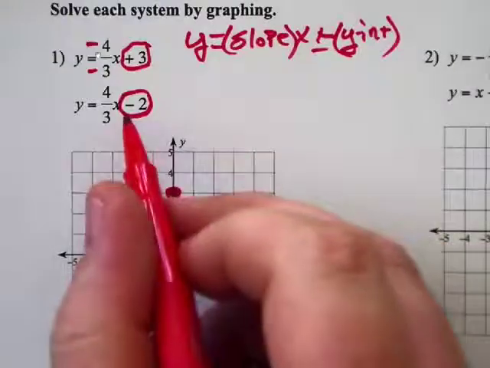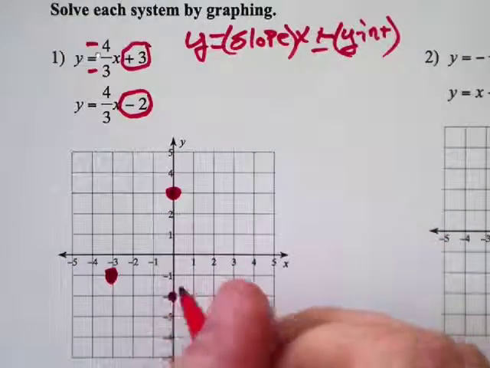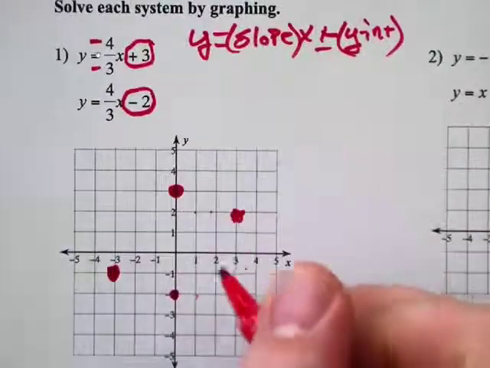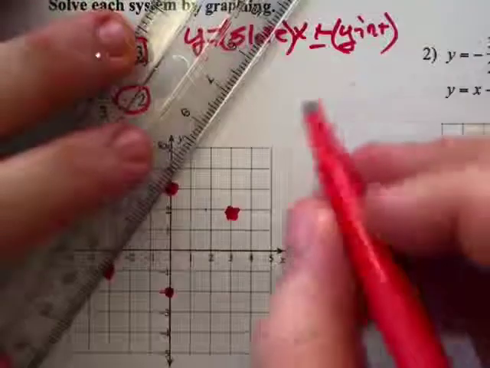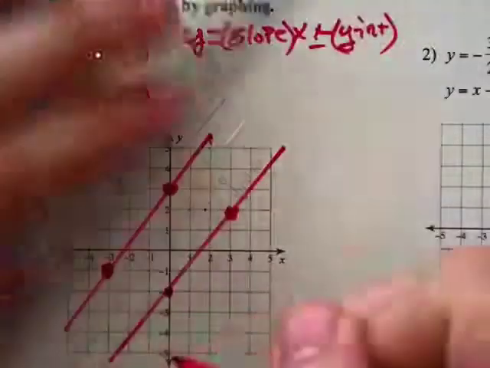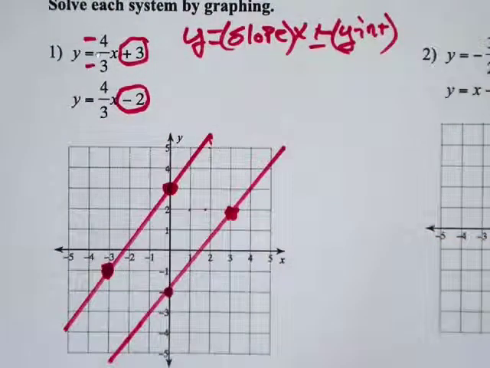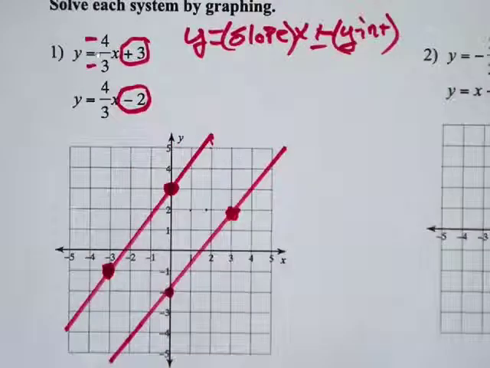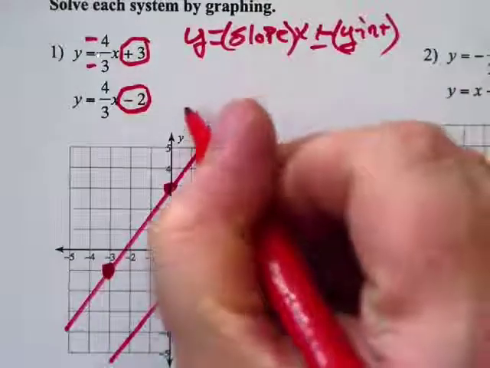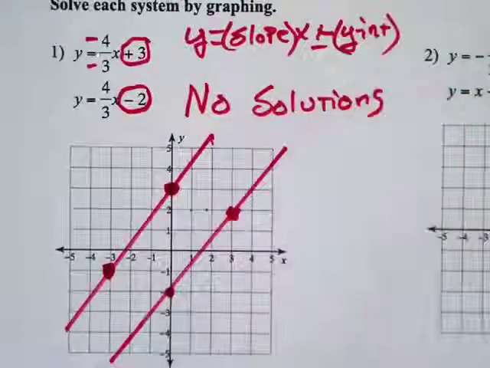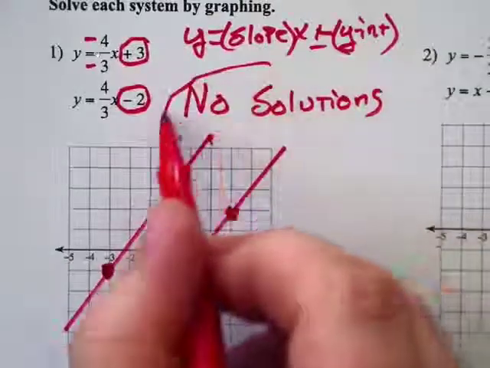So we have negative 2 is our next one. And up 4, 1, 2, 3, 4 over 1, 2, 3. And if we were to graph these real careful, we would see that they are in fact parallel lines that will never come together. And we can also see that by the slope being the same and the y-intercept being different. So in this case, there are no solutions. Okay, so that's your answer for number 1. When they're parallel lines, there's no solutions.